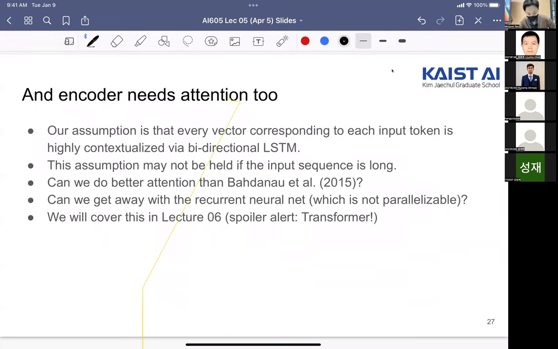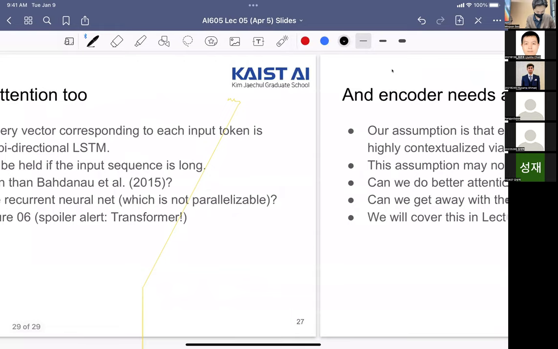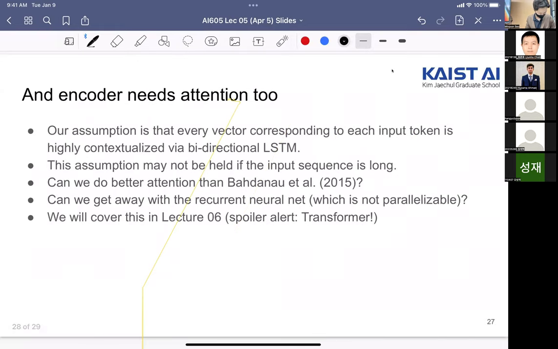I think we ended the class a bit earlier today. Why do I have like 3 slides of this? Okay, so yeah, that's it.